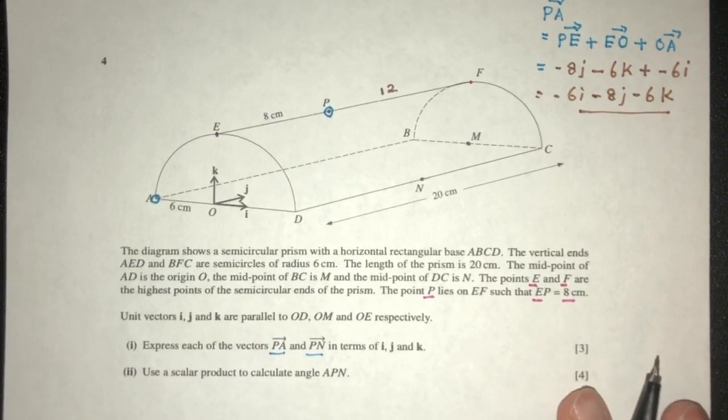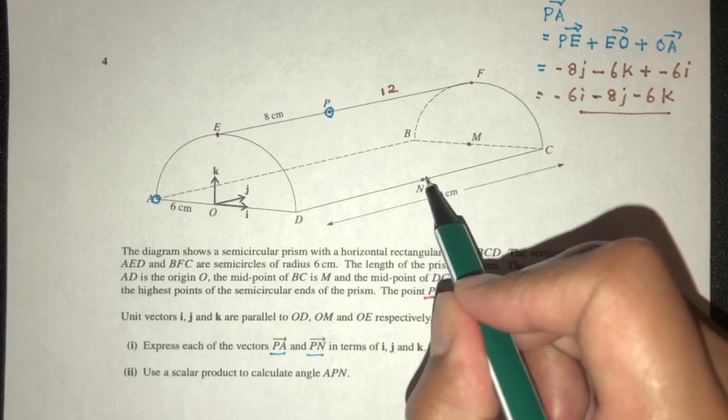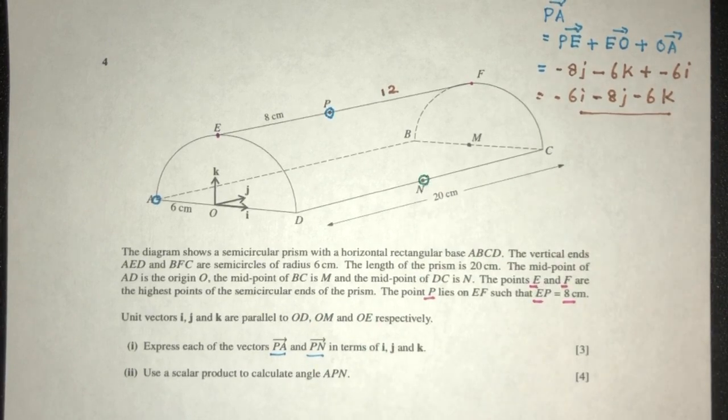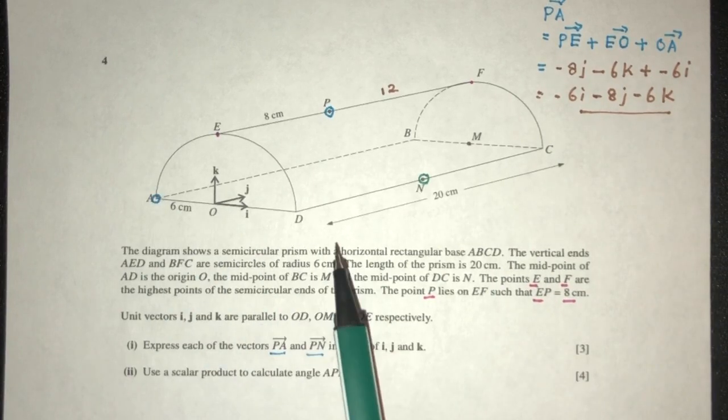The next one, we have to find PN. From P going to N is right here. Again, step by step, no need to rush. What is the first thing you can do? So from P, let me write this over here.